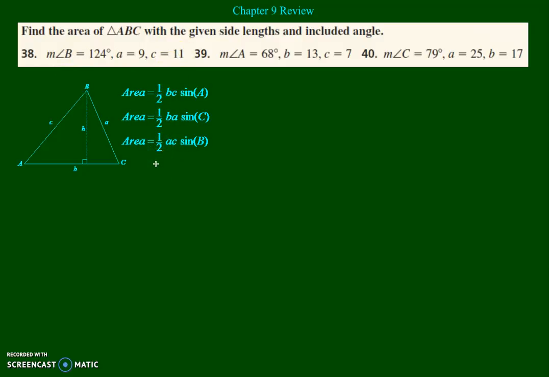So let's go ahead and draw a picture and see if we can represent number 38. Let's just randomly put in a picture here and call it A, B, and C. They're giving us angle B, which is 124, and side A is this side, which is 9, and side C, which is this side, is 11.